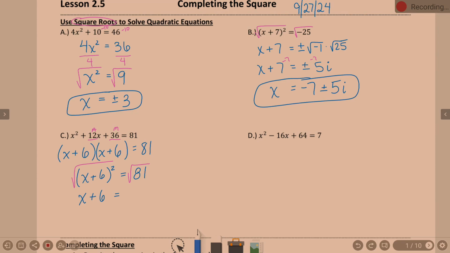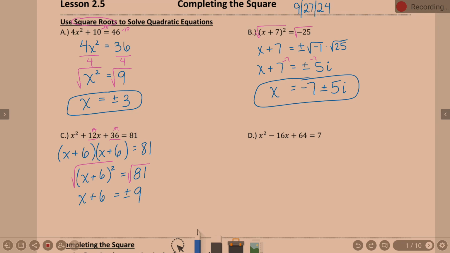What do I need on the right when it says square root of 81? Plus or minus. What is the square root of 81? 9. And it's just a plain old 9, isn't it? There's no i's on this one. So that's one thing. It's a challenge you have to work through. Some problems are going to have i's, some problems aren't. Okay? So just be aware.